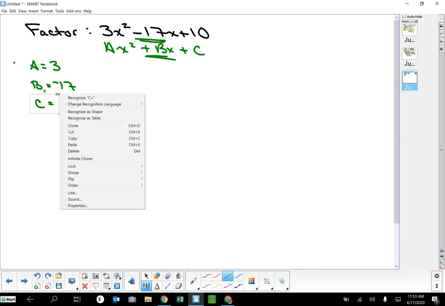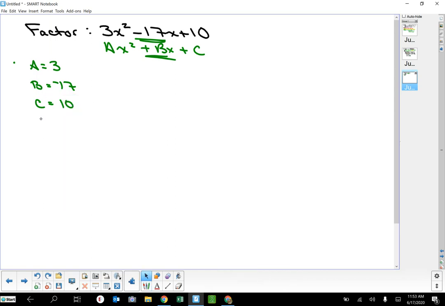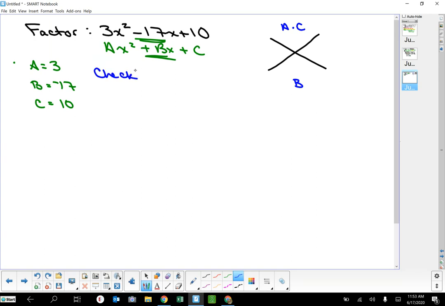All right, so what we're going to do with that is create an x, and this is going to happen every time. Notice you have 3 terms. It's in the right form. You're going to make an x, and in the top of the x is going to go a times c, and in the bottom is going to go b. You can just pluck those out of the equation, and you should check to make sure you have no GCF first.